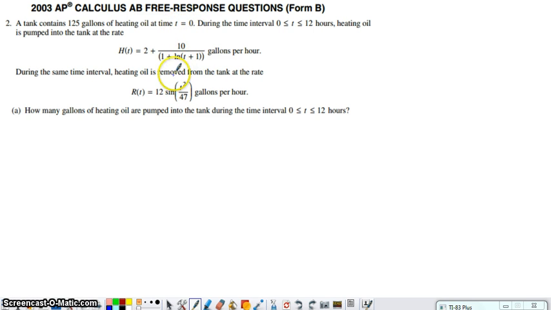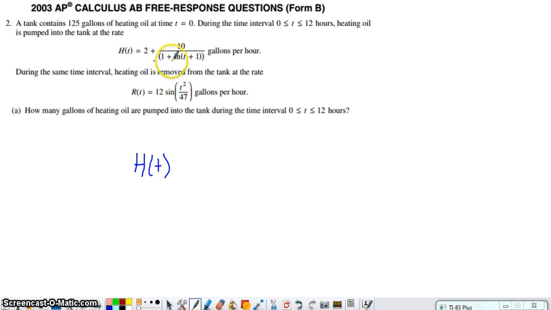of a time frame. During the time interval from 0 to 12 hours, heating oil is pumped into the tank at this rate, that's measured in gallons per hour, and oil is also removed from the tank at this rate, also measured in gallons per hour. Part A wants us to figure out how many gallons of heating oil are pumped into the tank during the 12-hour time frame. So what we have to work with here is this function h of t, which represents the rate at which water is pumped into the tank.